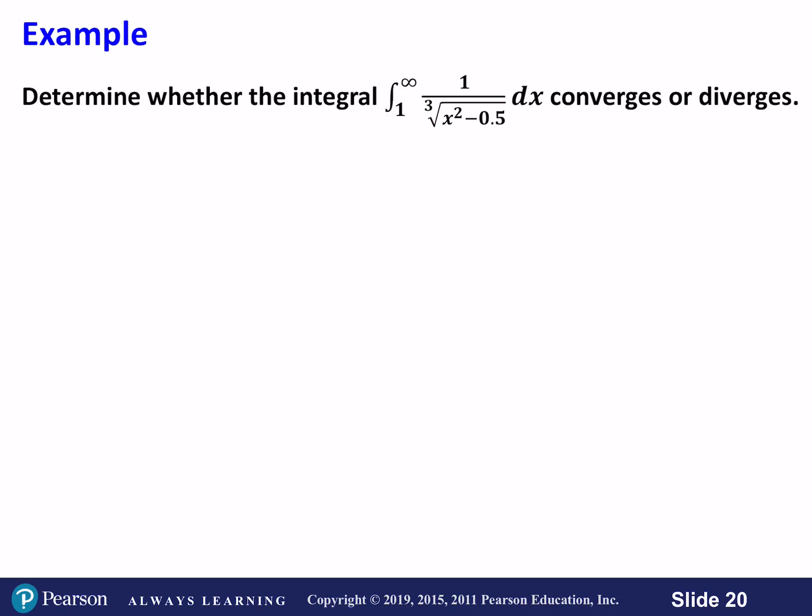So let's do another example. We're going to determine whether the integral 1 to infinity of 1 over the cubed root of x squared minus 0.5 converges or diverges. All right, so the trick for problems like these is that we need to find a function to compare our integrand to. So we need to find a function to compare 1 over the cubed root of x squared minus 0.5 to. And specifically, we need to compare this to a function for which we already know the convergence behavior.